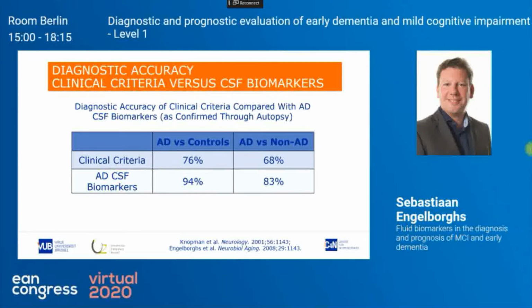If we want to separate AD dementia from non-AD dementia subjects, the diagnostic accuracy significantly increases when the core AD-CSF biomarkers are used. In this exercise, AD versus non-AD, the diagnostic accuracy of these biomarkers is a little bit lower as compared to the former exercise, AD versus controls. This is caused by overlap with regard to the AD-CSF biomarkers in Alzheimer's disease versus non-AD dementias, and also caused by the fact that in some non-AD dementias, there can be Alzheimer co-pathology in the brain.